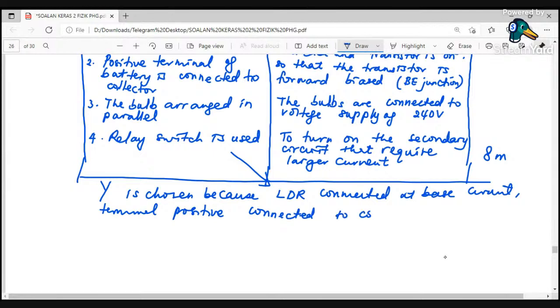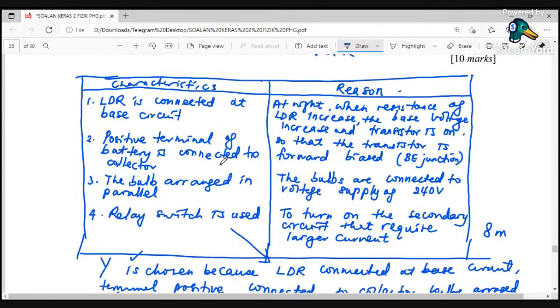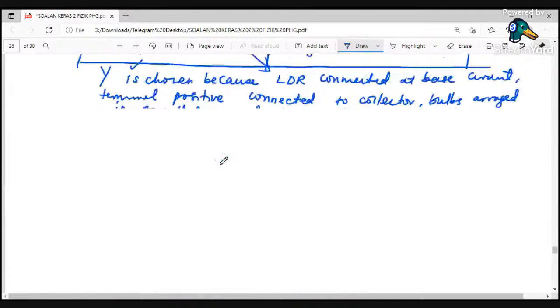Collector. Ini silent je balik yang sebelah ni, column ni silent je. Bulbs arranged in parallel and use the switch. That's all. Okay, so from here you get another 2 marks here. Choose reason. Okay, no need to write very lengthy. Straight to the point. Explain apa saja yang diberikan.